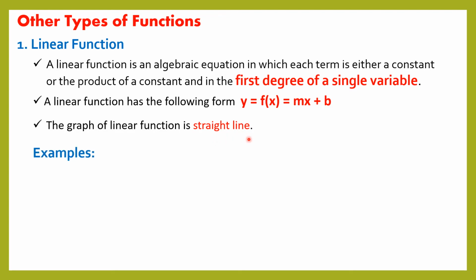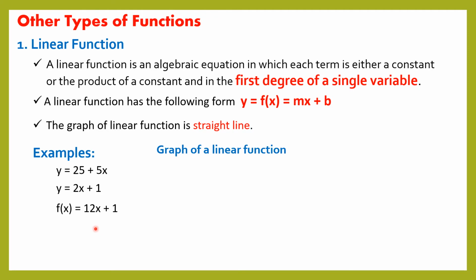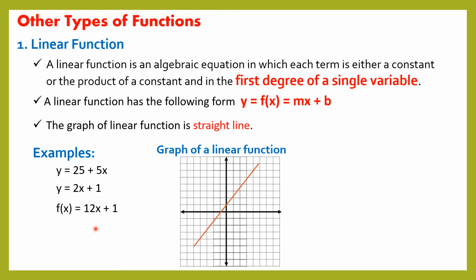So, let's have example. Y is equal to 2x plus 5. Y is equal to 2x plus 1. F of x is equal to 12x plus 1. So, ang ating variable dito ay x at naka-first degree. Then, dito ay x din. Ito ay naka-first degree. Then, yung x dito ay naka-first degree din. Kaya, sila ay example ng linear function. And the graph of a linear function is a straight line. So, ito yung kanyang itsura.